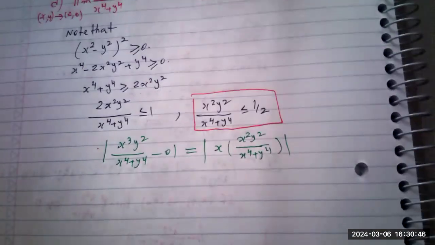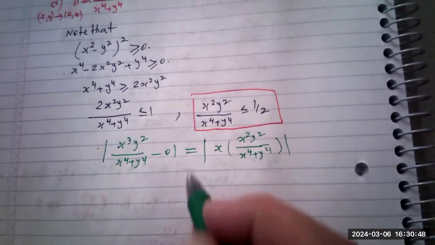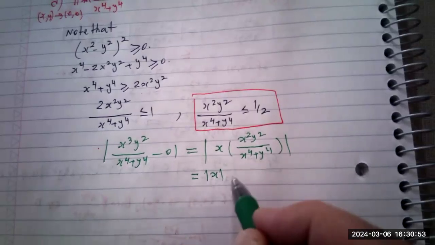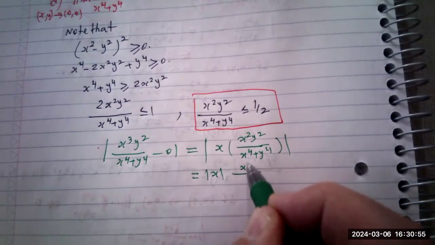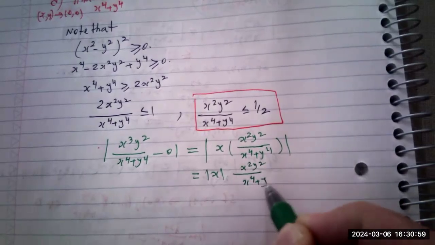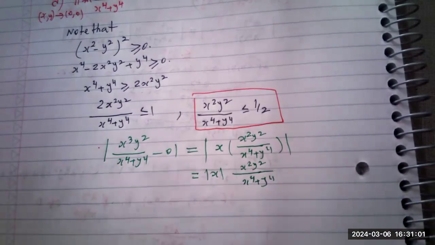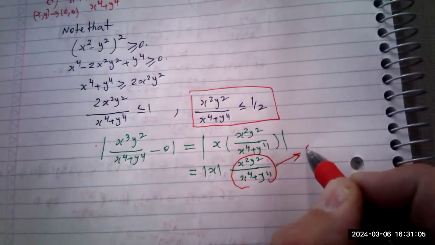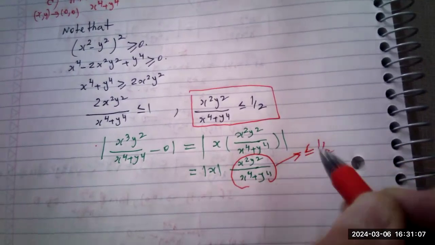What is the inside one? It's going to be equal to the absolute value of x. Second part, you don't need any absolute value: x squared, y squared over x to the fourth plus y to the fourth. You see the outside one is less than or equal to 1/2.